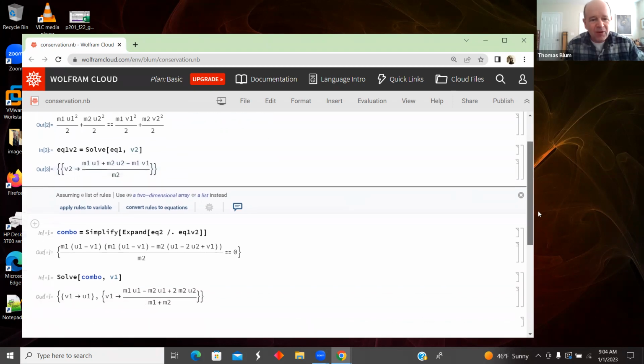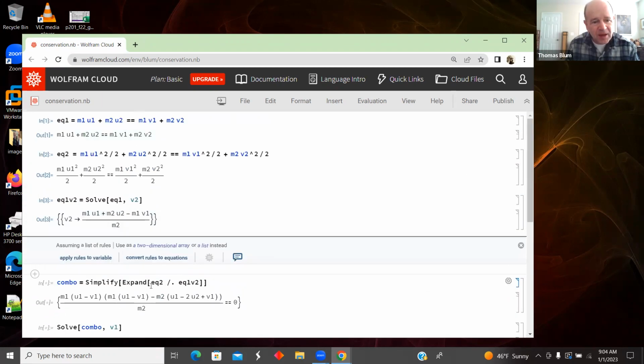Okay. So now I'm still giving things names. This is my substitution now. I'm going to solve and substitute, and then maybe solve again. I'm taking equation 2, which was the energy equation, and slash dot, that is substitute. So I'm going to substitute this solution I have for equation 1 in there.